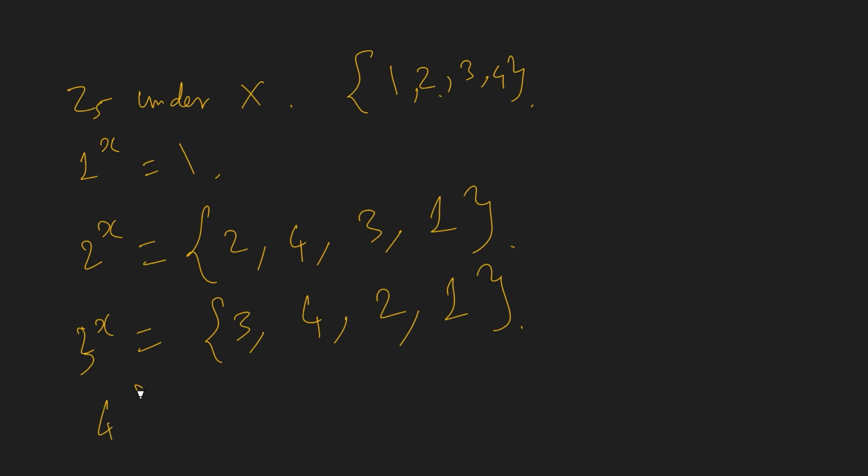But 4 to the power x, this is very interesting. Because 4 to the power 1 is 4, 4 squared will be 4 times 4 is 16. 16 gives the remainder 1 when divided by 5. So we get 1. And again, if you multiply 1 with 4, again you will get the element 4. So in this particular case, 4 did not generate the entire set.